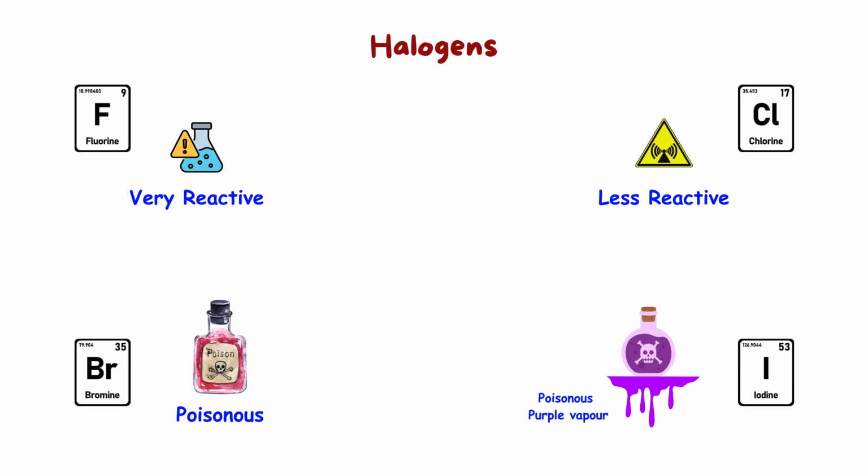As for the heavier halogens like astatine and tennessine, you can safely ignore them for now since they rarely appear in the course material and are not commonly encountered in practical scenarios.